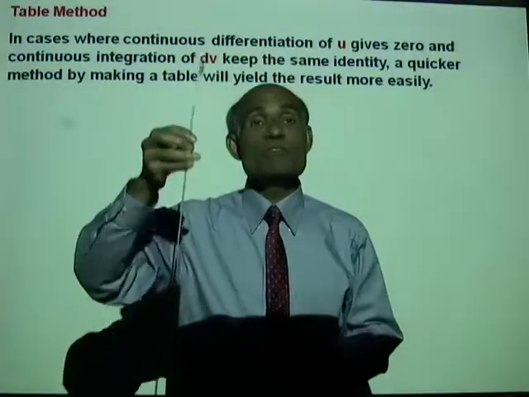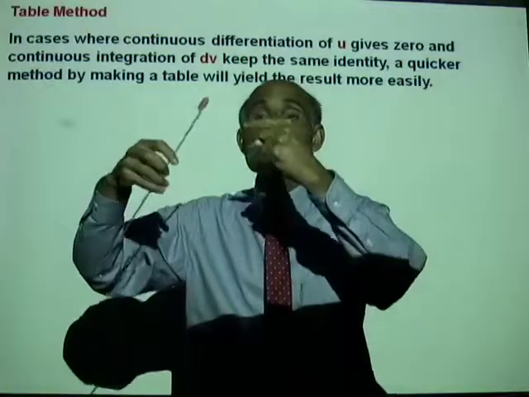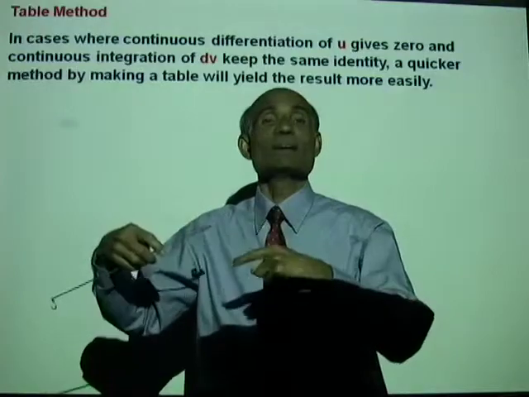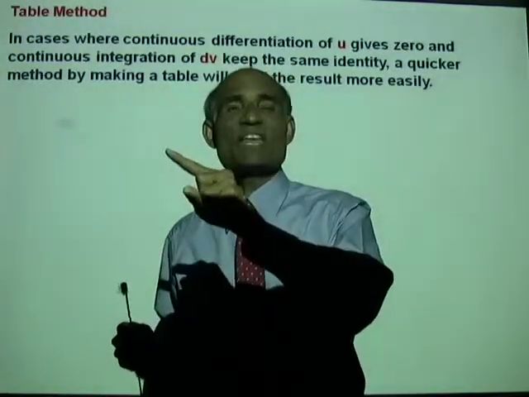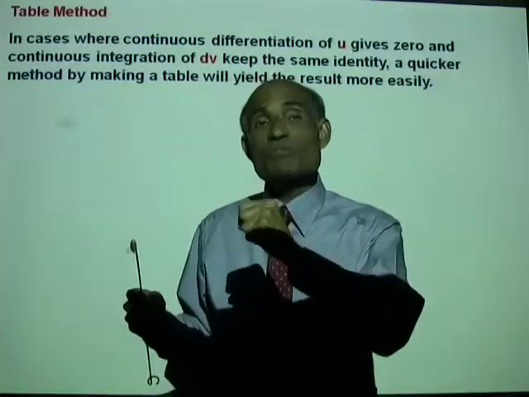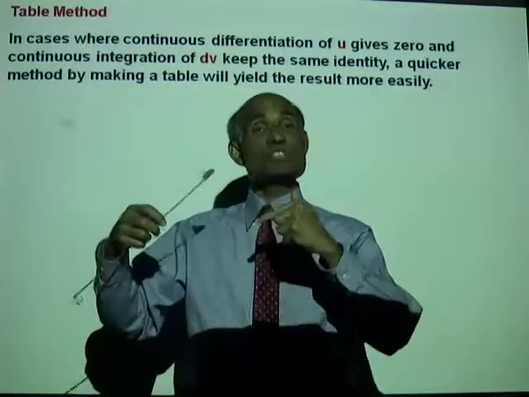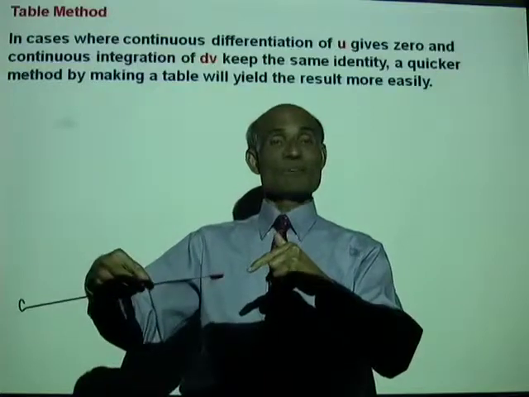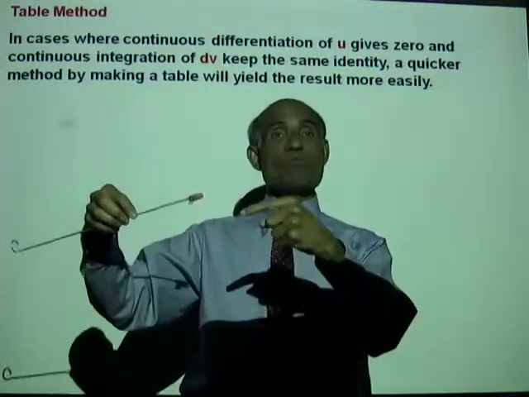And the dv must be such that when you integrate it continuously, the same form must come back. Like, if dv is sine x, you can see the integral of sine x is negative cos x. But the integral of negative cos x is negative sine x. You can see you come back with the same form. So if you keep integrating, you keep getting back the same form.